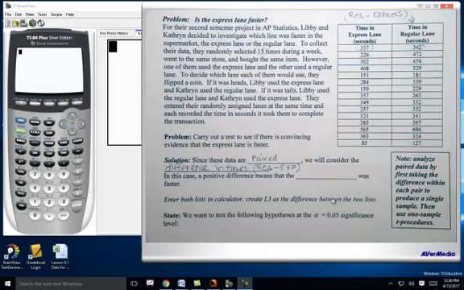In this case, if I do the subtraction, regular minus express, and I get a positive number, what does that actually mean? It means I spent more time in the regular lane, so which lane was faster? Express lane.